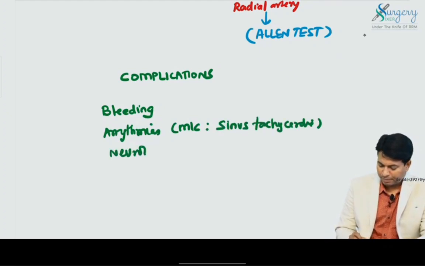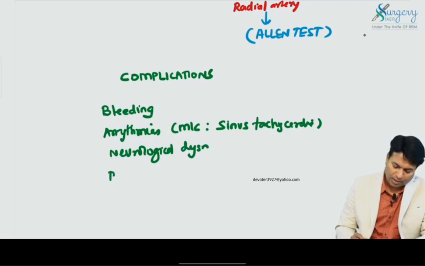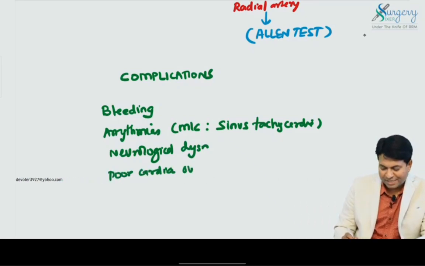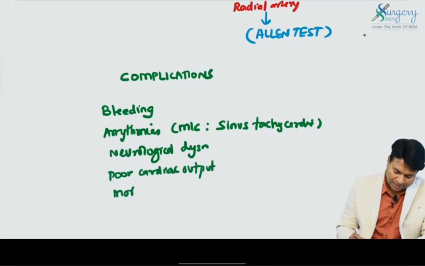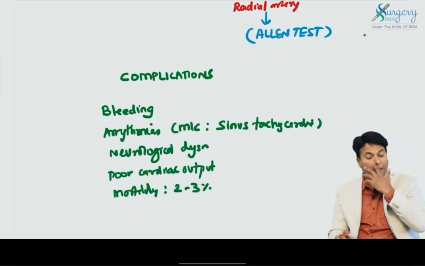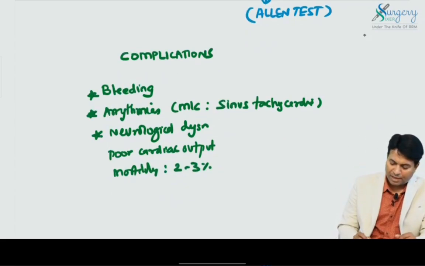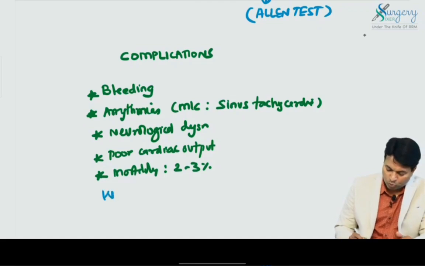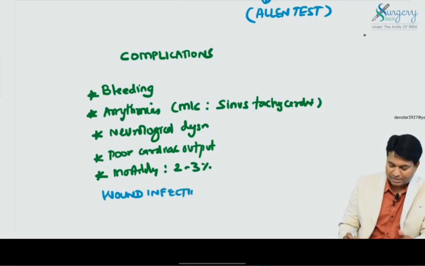Neurological dysfunction, poor cardiac output, and even patients can die. Mortality is also seen. Mortality is 2 to 3% in the recent era. The mortality in this bypass operation is 2 to 3%. Bleeding, arrhythmia, neurological dysfunction, poor cardiac output, mortality, and wound infection are the various complications of CABG.